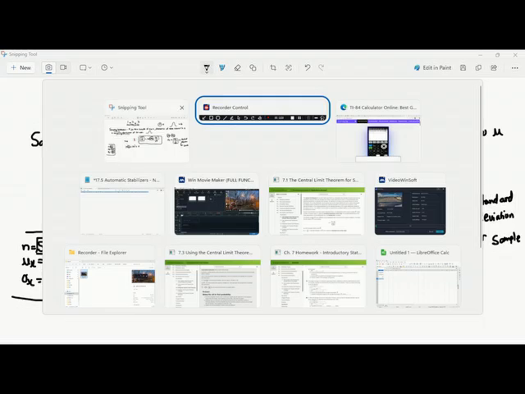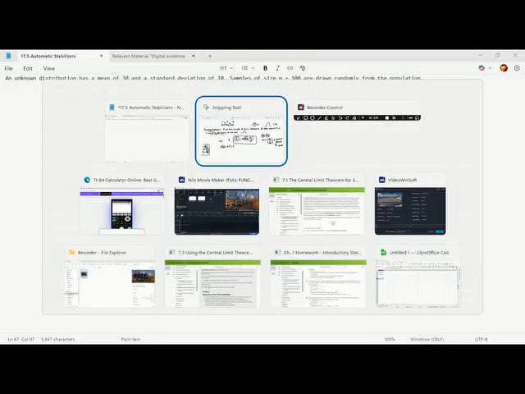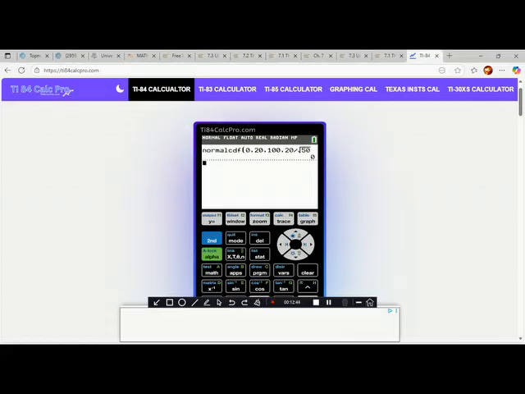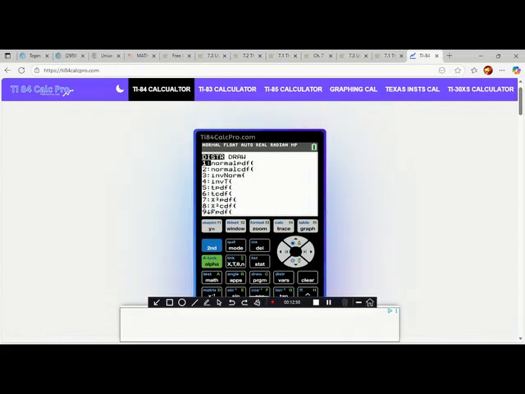Now, if you were to change these values over here, so let's say we go ahead and say that the mean is 30, the standard deviation is 10, and the sample size, let's say 100. All right, so we go ahead and punch in these values on the calculator. So the mean over here, and this will be normal CDF.